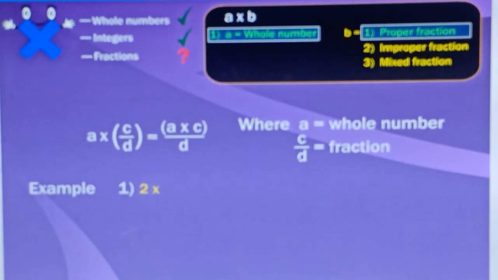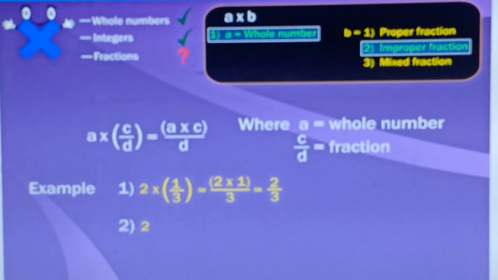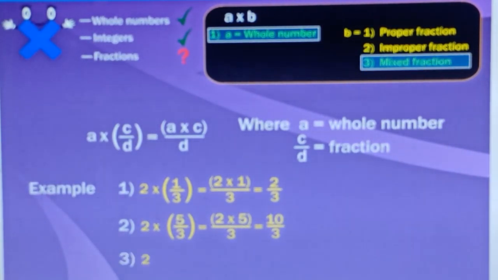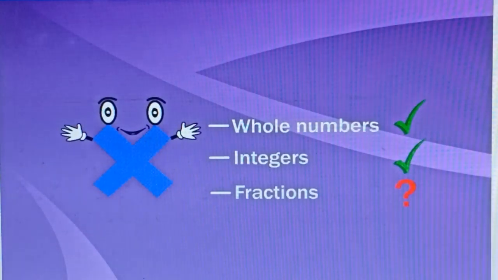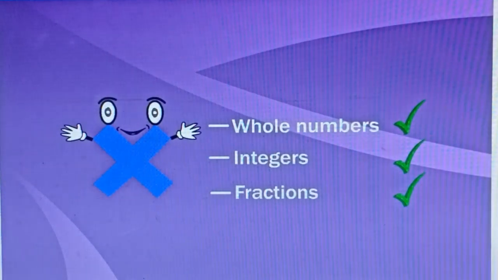For example, 2 multiplied by 1 upon 3 is 2 upon 3. 2 multiplied by 5 upon 3 is 10 upon 3. And 2 multiplied by 1 and 2 upon 3 is 2 multiplied by 5 upon 3, giving 10 upon 3. Hence, we have now learnt the multiplication of fractions with a whole number as well.